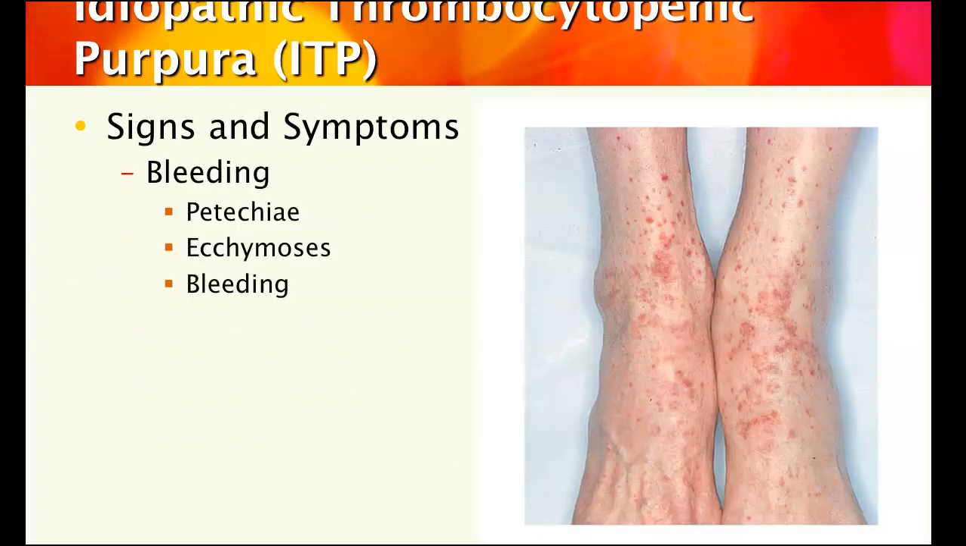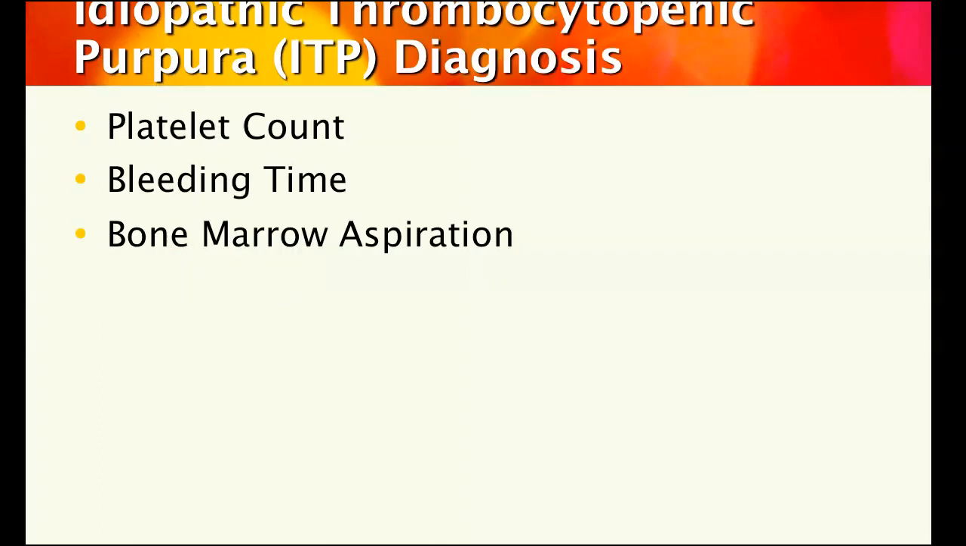So what are we looking for? Any signs of bleeding. So petechia, this is a picture of petechial hemorrhaging, that pinpoint bruising. You can have ecchymosis, okay, or you can just have frank bleeding, okay? Anytime we have low platelet levels, your patient is high risk for bleeding.